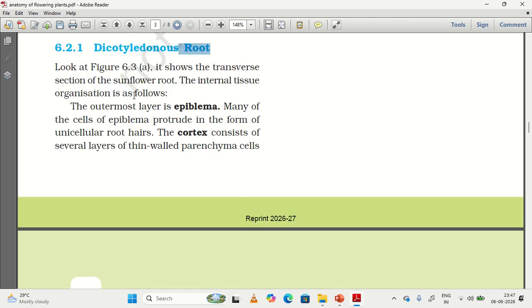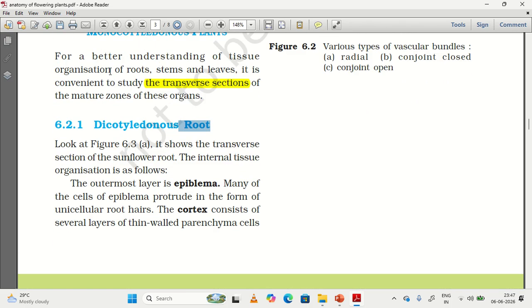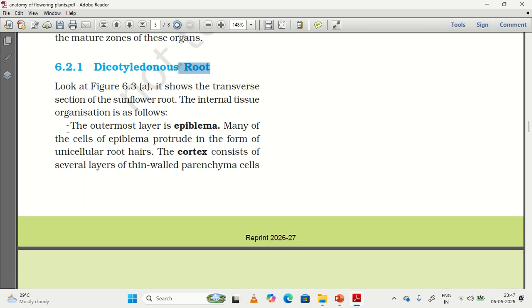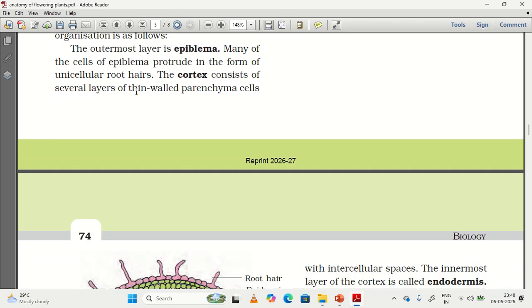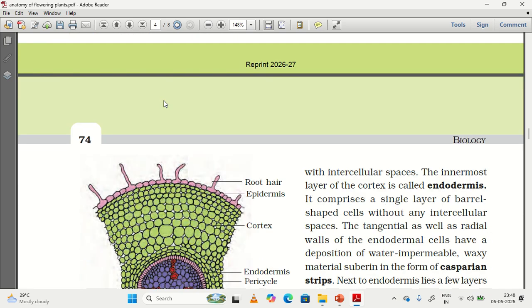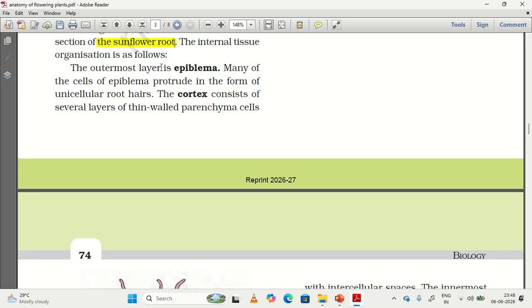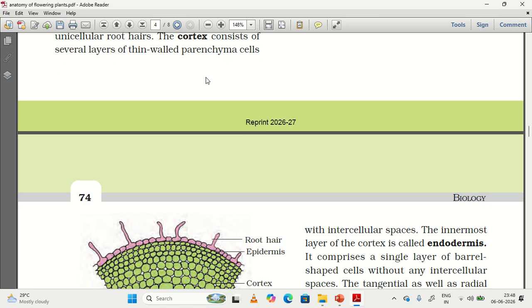Okay, let us look at the dicot root, its internal structure transversely, how it is. So the transverse section of sunflower root, here we have taken the example of sunflower root. It is as follows. The outermost layer is epiblema.